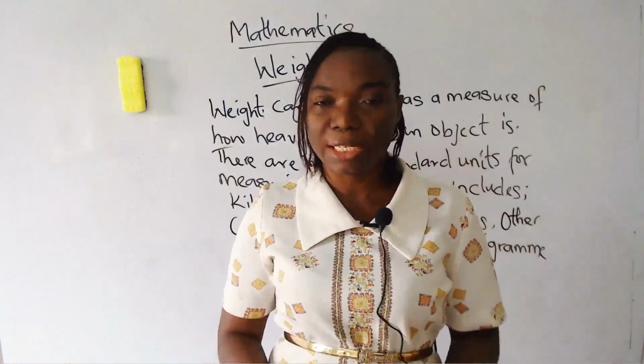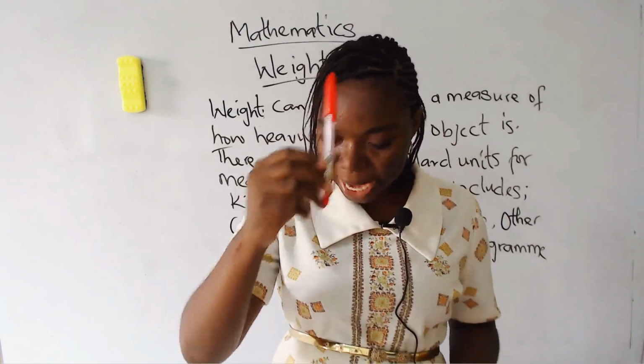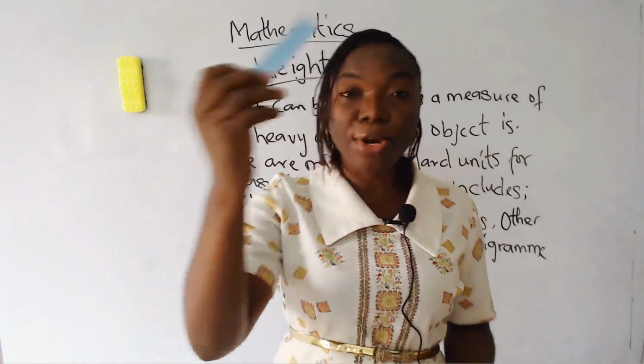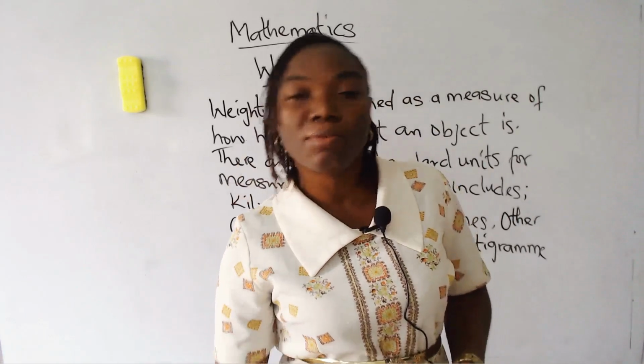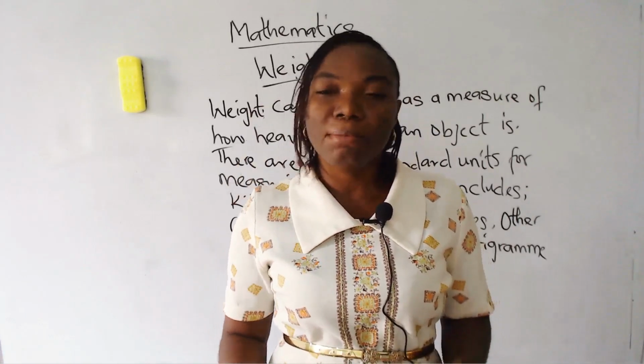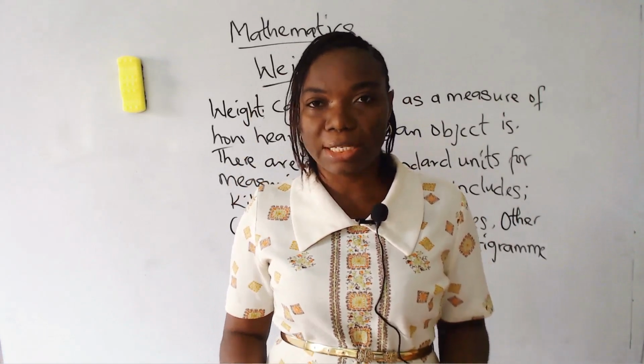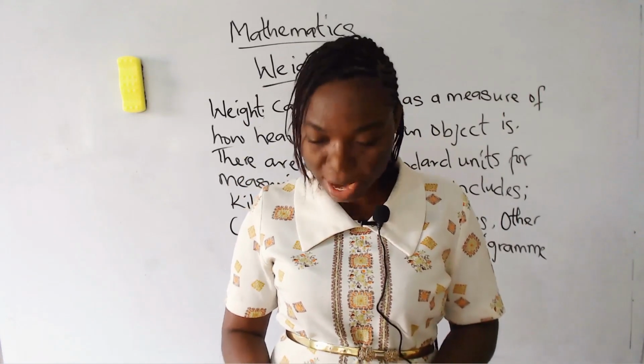And then when we want to mention lighter objects like your pen, our ruler, our pencil, even our eraser, we make use of the grams because they are lighter objects. We make use of grams.